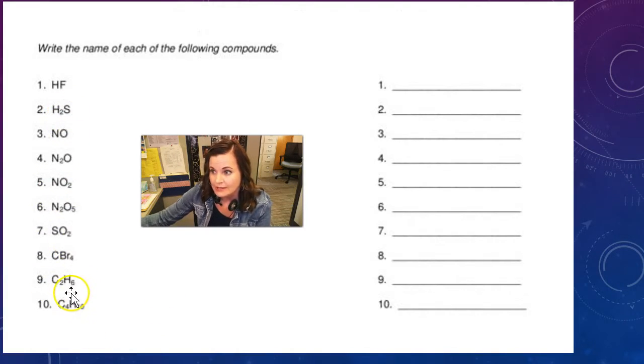So here are some ones for you to practice some more. I want you to pause the video and look through these and practice them a little bit. And then go back to the practice worksheet to do more practice on naming of the covalent compound. All right, hopefully all of that made sense to you guys.